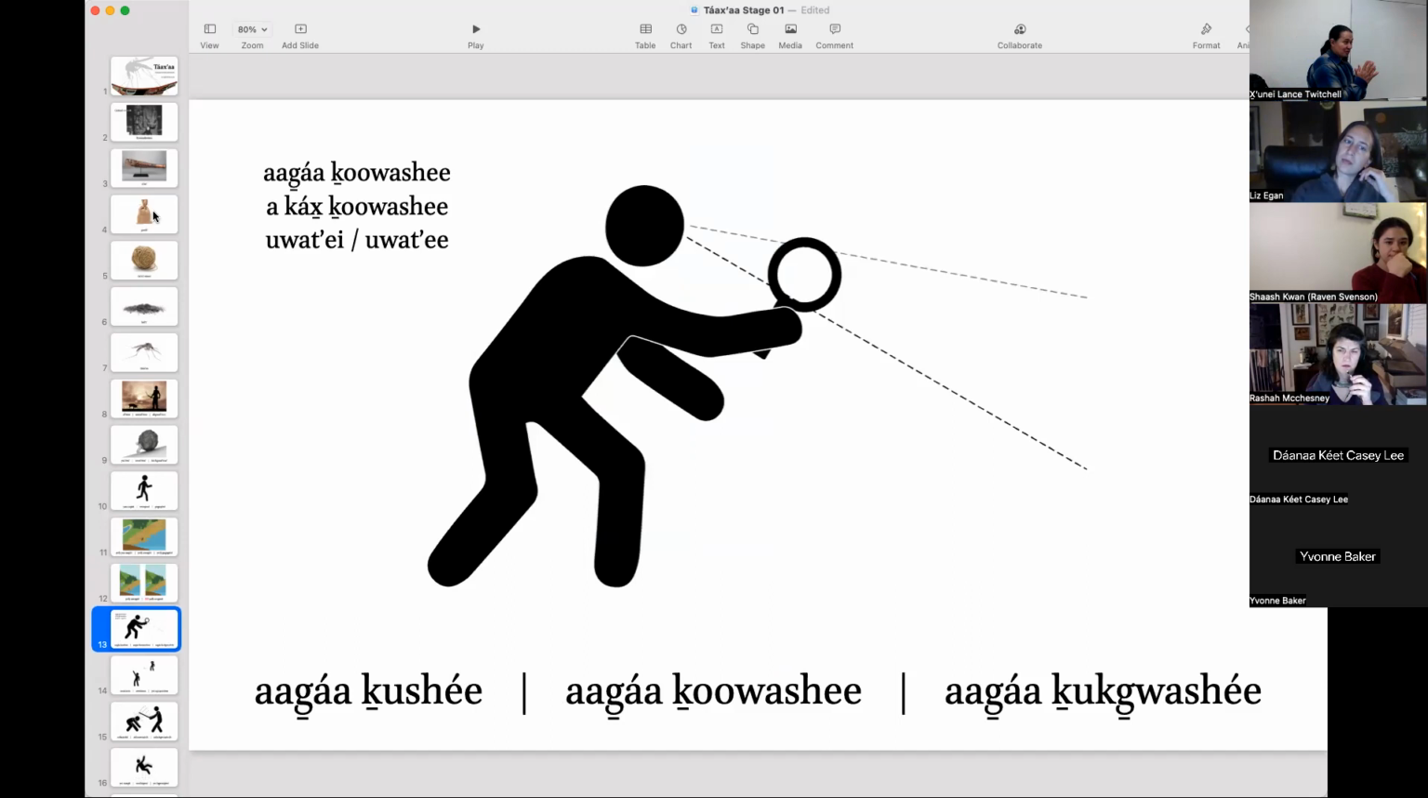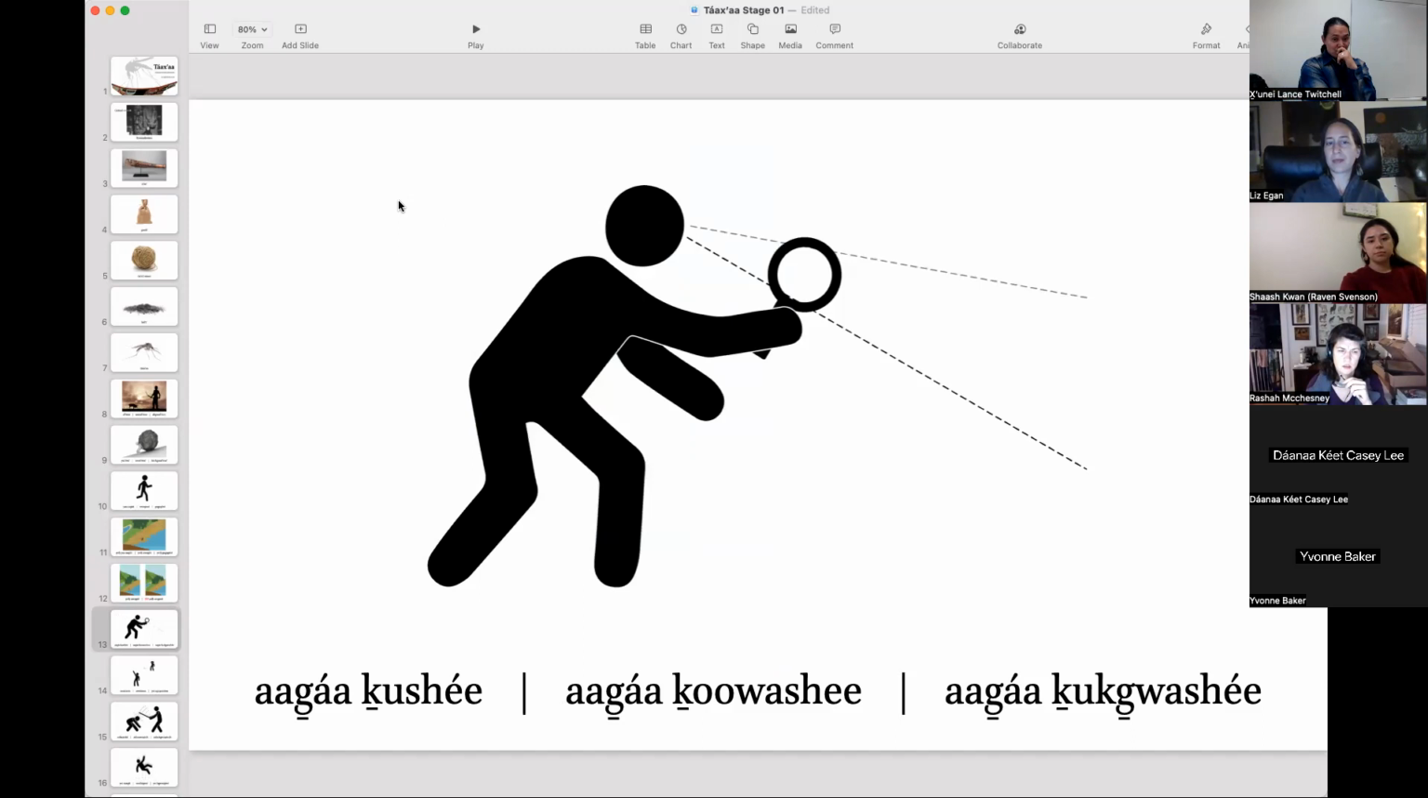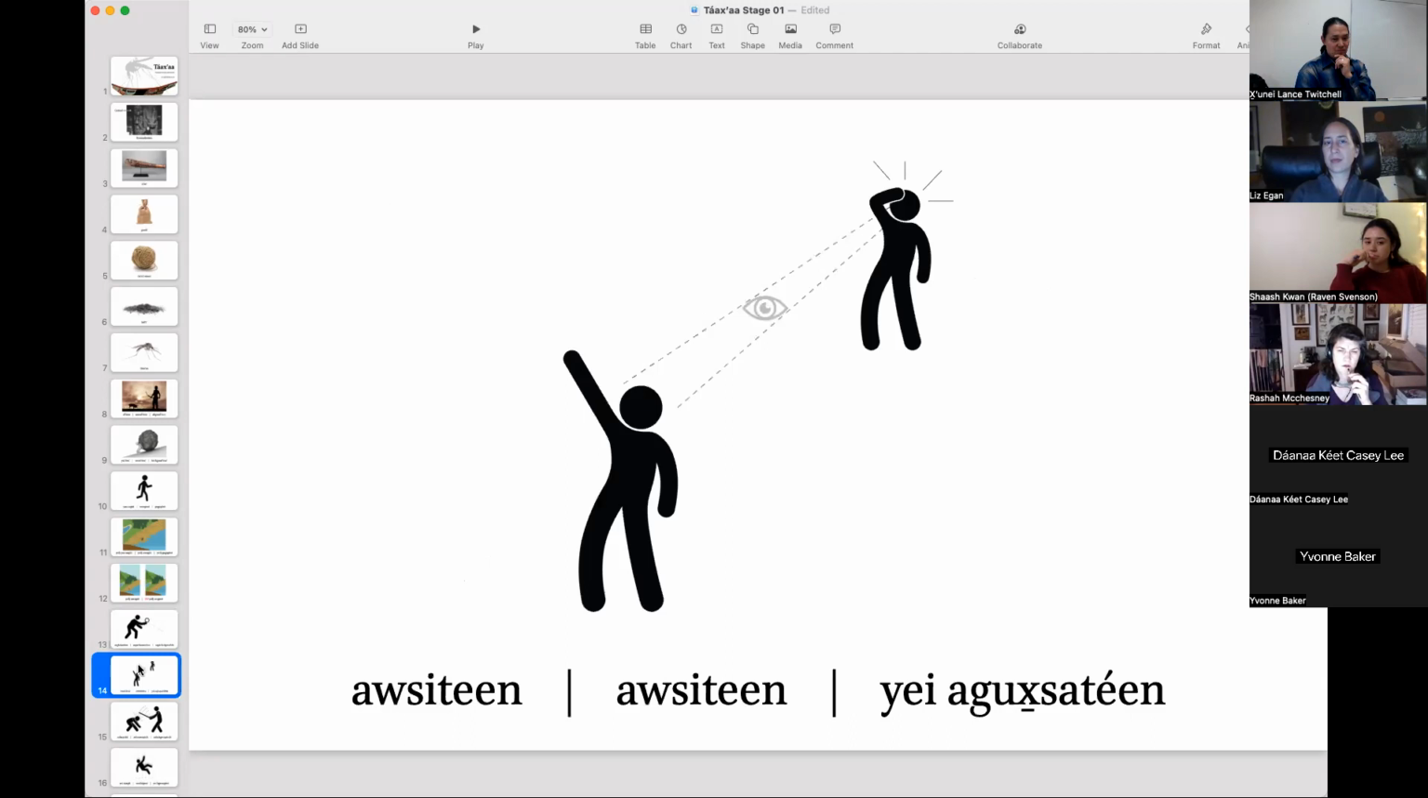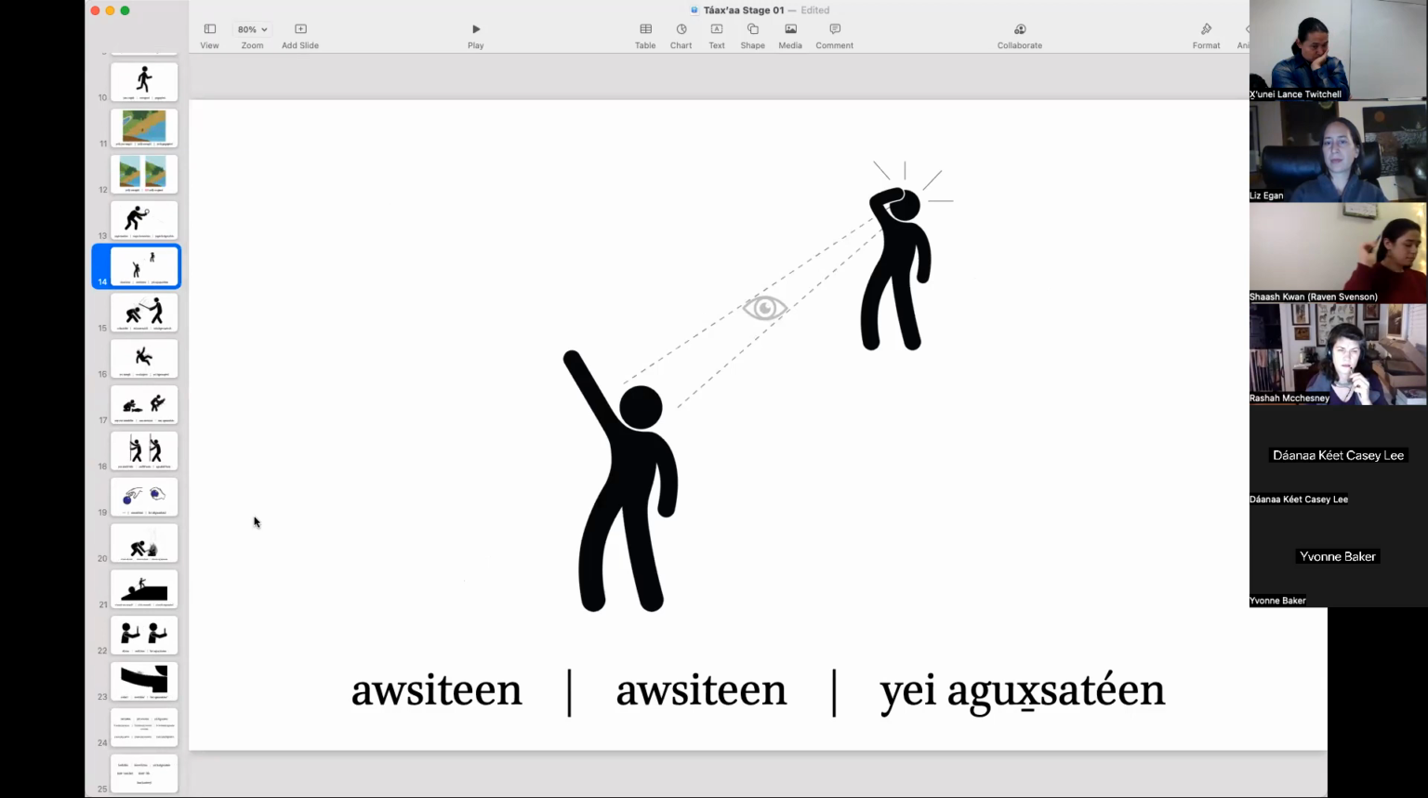What's this one? Get rid of those notes. Looking. Searching. Looked. Looking for it, searching for it. Searched for it, looked for it. Will search for it, will look for it. You see?